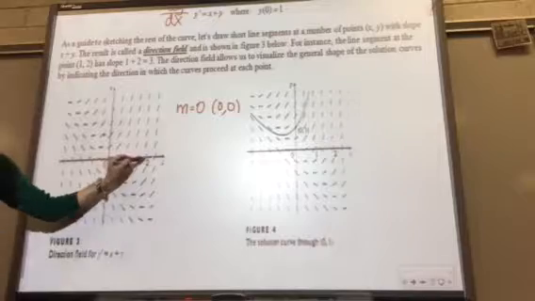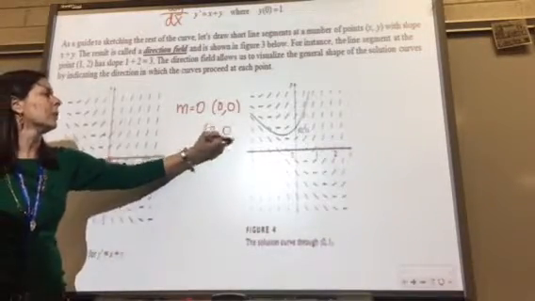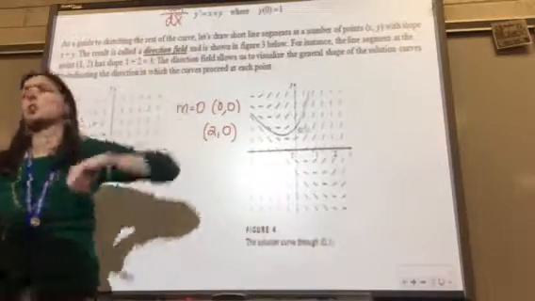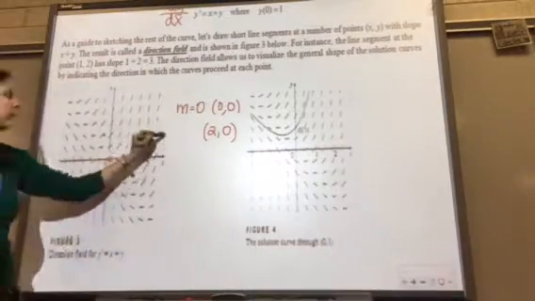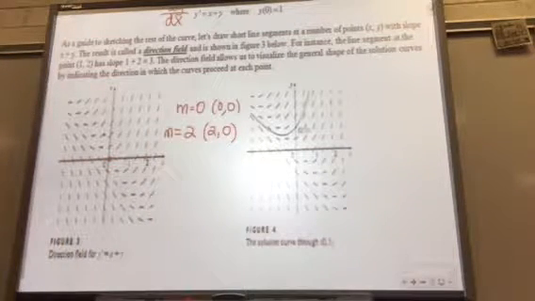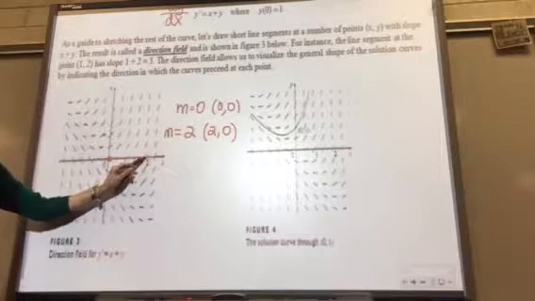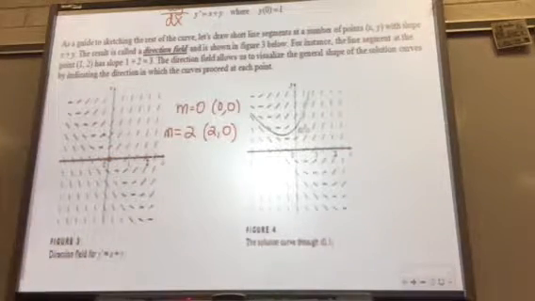Let's go to 2, 0. This one is a little bit more obvious. If I am at 2, 0, when I go to plug and chug, what's the slope going to be? 2. Well, the slope of 2 is positive and a little bit steeper than 1. And so if you see it, there is the slope that is 2. Do we see that? So all of these tick marks are representing the slope of your differential equation, from your differential equation, at those specific points. Okay?